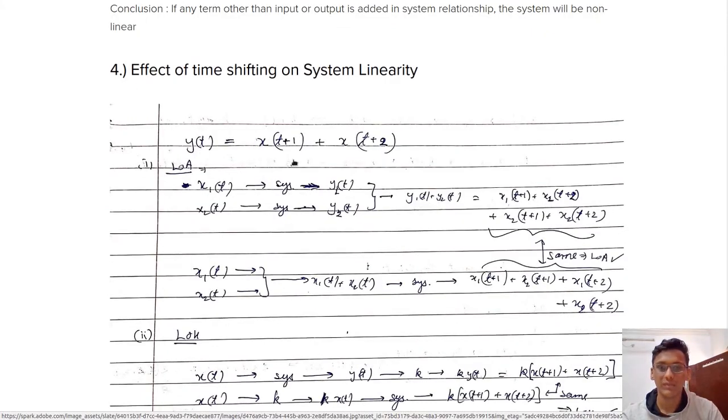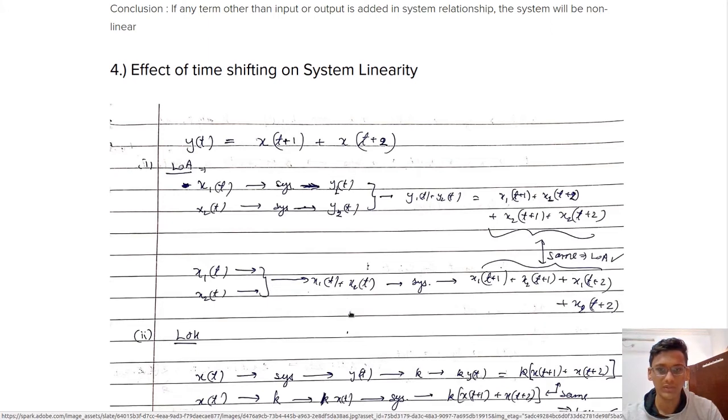Now let's check the effect of time shifting on system linearity. y(t) equals x(t+1) plus x(t+2). Following the same steps as earlier, first let's check the law of additivity. x1(t) passed through the system gives y1(t), x2(t) gives y2(t), and adding these two, we get x1(t+1) plus x1(t+2) plus x2(t+1) plus x2(t+2).